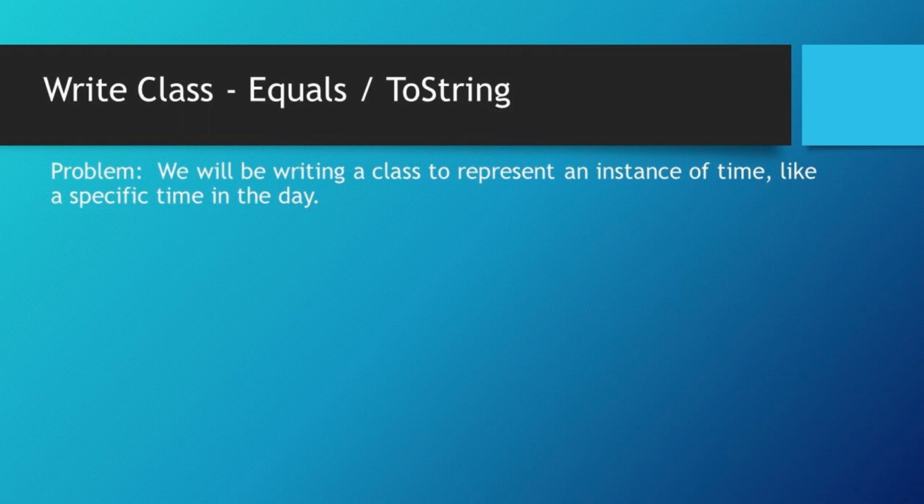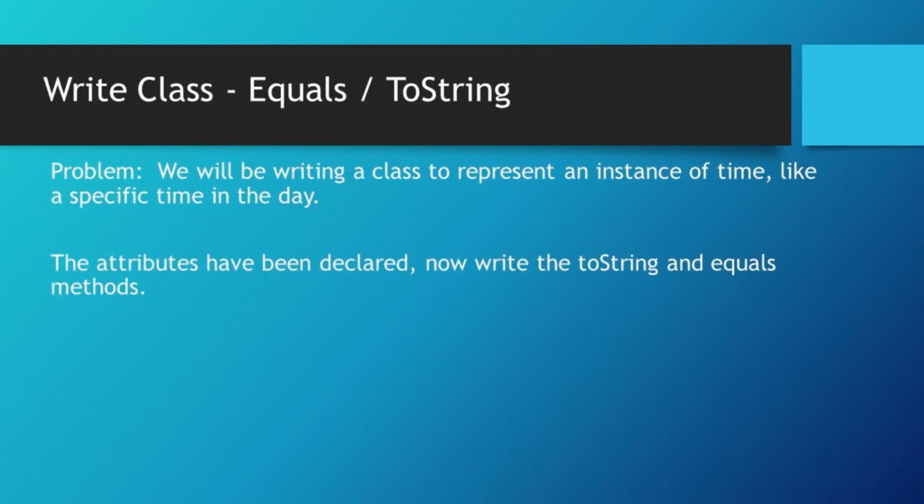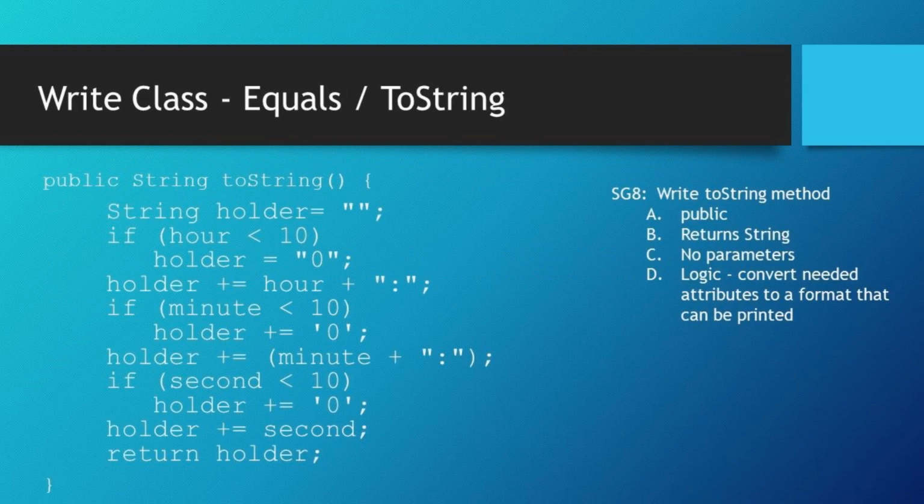We continue with writing a class to represent an instance of time. The attributes have been declared. Now, we want to write the toString and equals methods. We continue with subgoal 8 and write the toString method. It should be public. The return type is string. It takes no parameters. The logic is to convert the attributes to a string format so that the contents of the object can be printed.